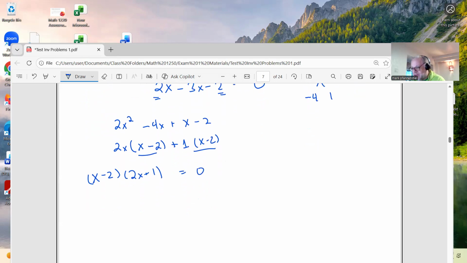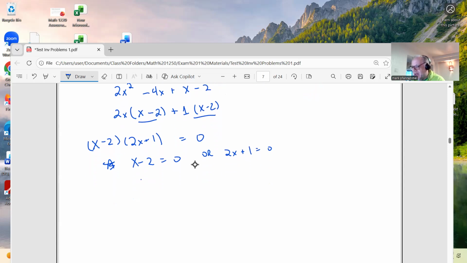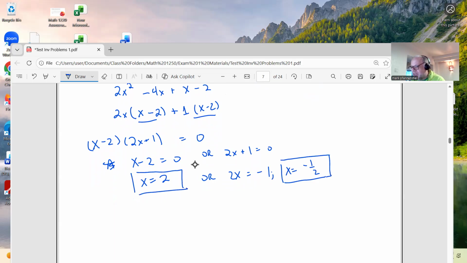We have our zero factor principle, so we can say that x minus 2 equals 0, or 2x plus 1 is equal to 0. So we have x is equal to 2, or 2x is equal to -1, or x is equal to -1/2. Take as many steps as you need to solve these equations. But those are our two vertical asymptotes.